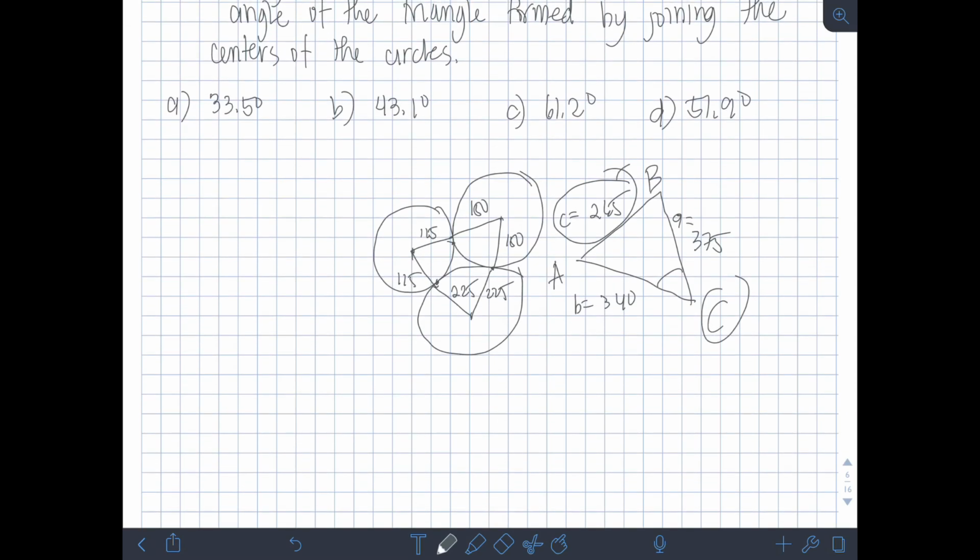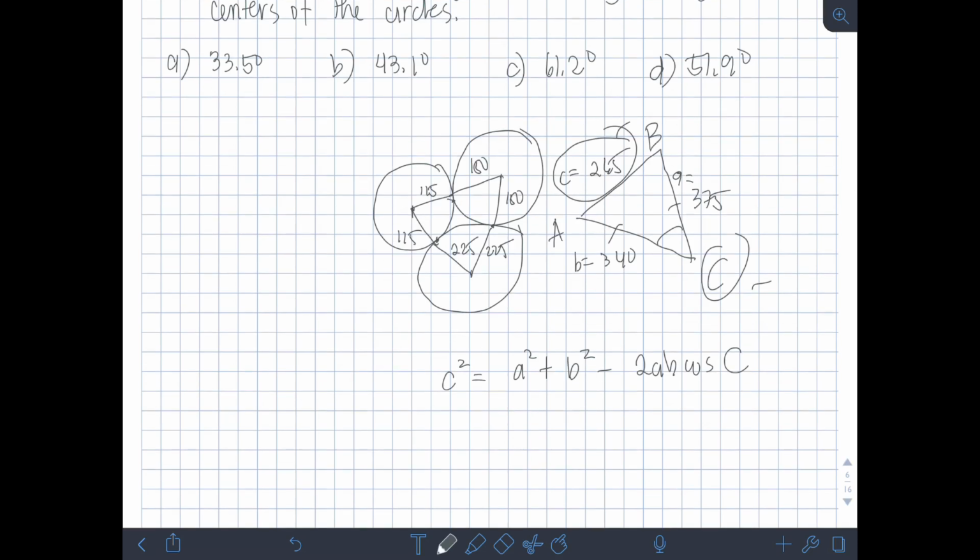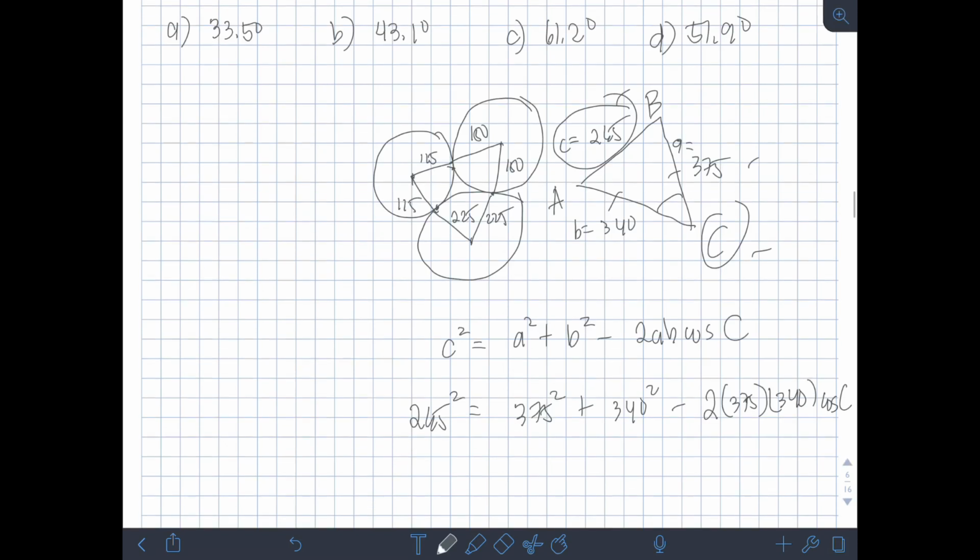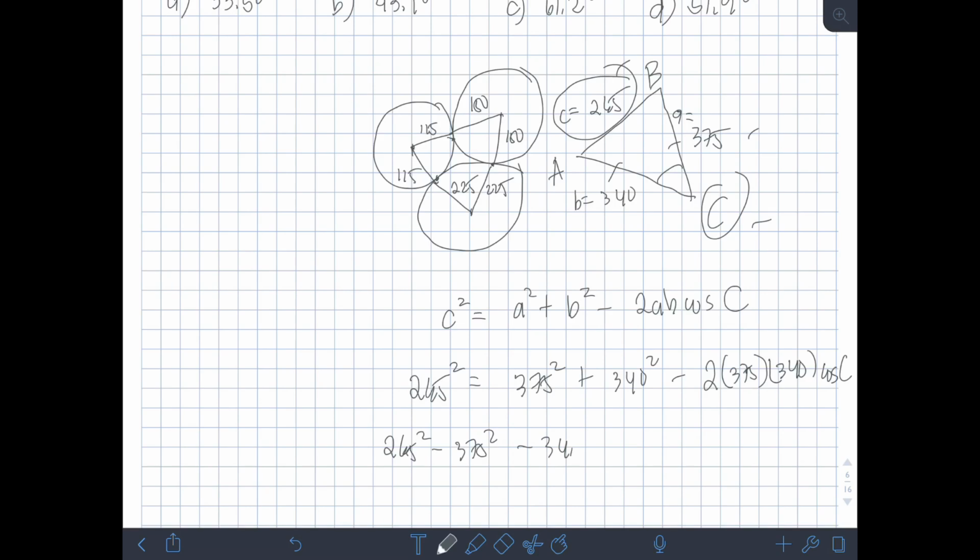So, we have C squared is equal to A squared plus B squared minus 2AB cosine C. So, meron tayong included side na B tsaka A, tas given tayo nung third side na C, so solve natin tong si C. So, substitute natin, 265 squared is equal to 375 squared plus 340 squared minus 2 times A is 375, B is 340, cosine C. So, transpose natin: 265 squared minus 375 squared minus 340 squared, we have negative 2, 375, 340 cosine C.